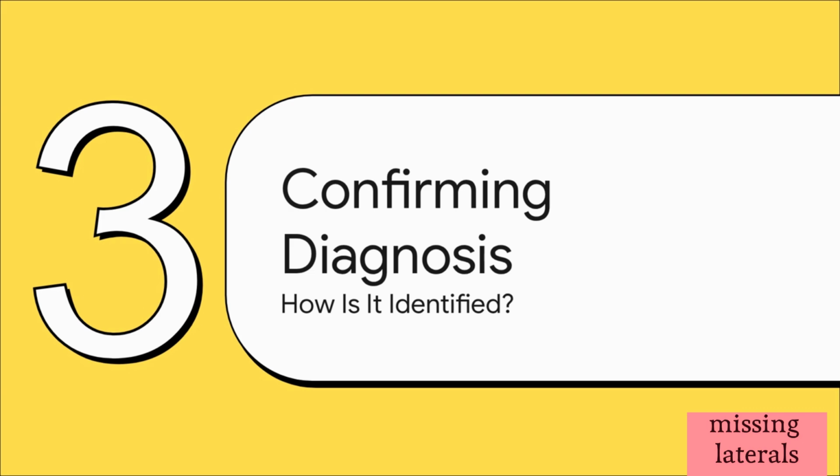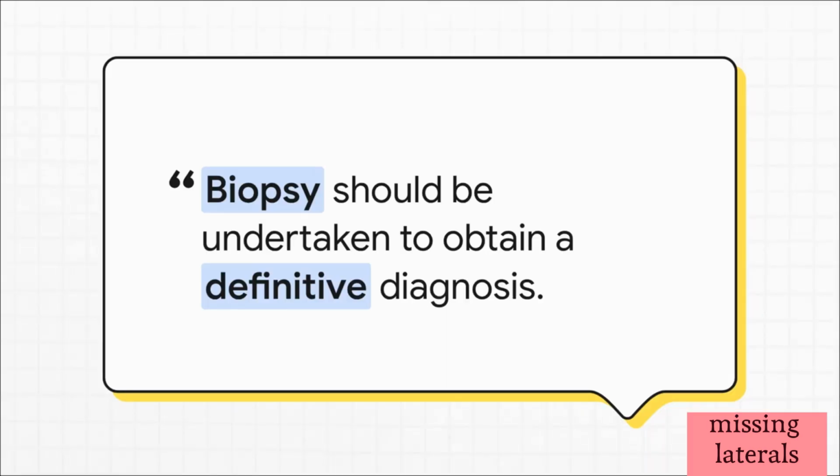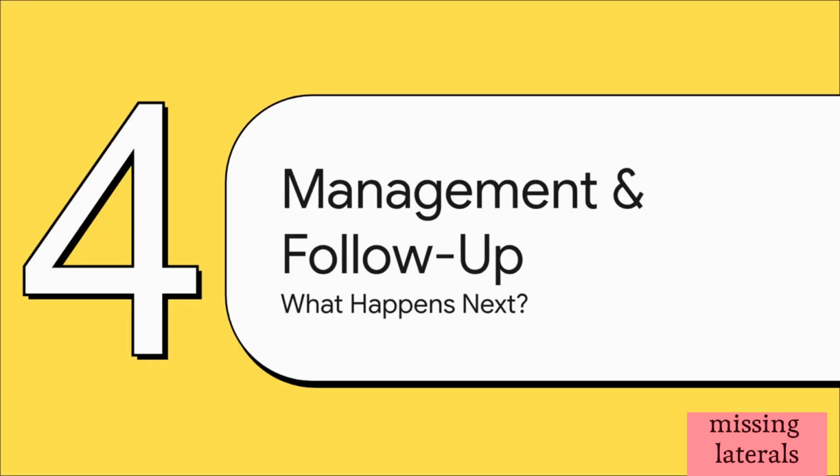All right, so let's say you see a spot that fits this description. What happens next? That brings us to how we actually confirm the diagnosis. Even though these spots have a pretty characteristic look, the gold standard for getting a definitive diagnosis is still a biopsy. It's really the only way to be 100% certain, and more importantly, to rule out anything more serious. And that leads us right into our final section, management and follow-up.